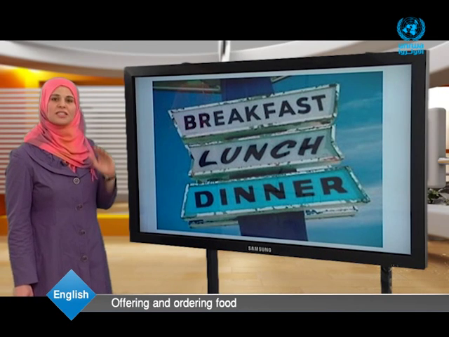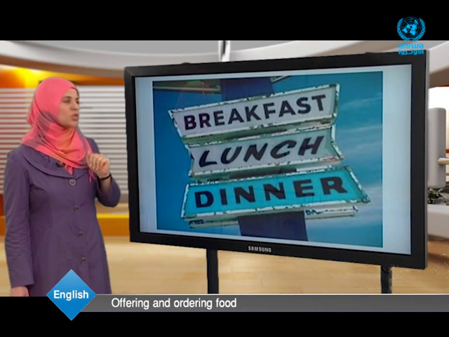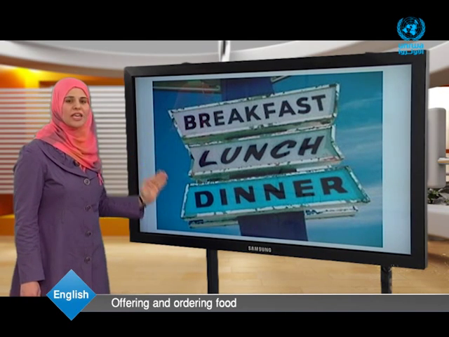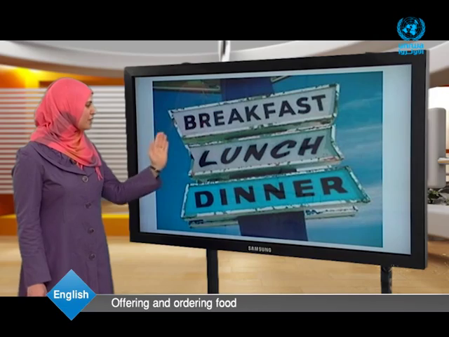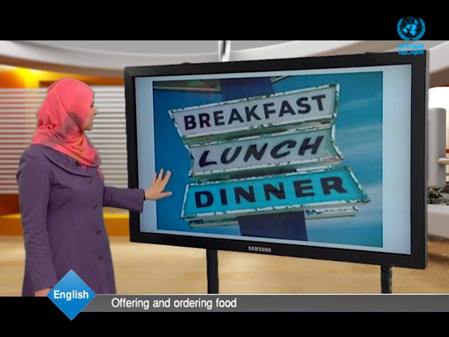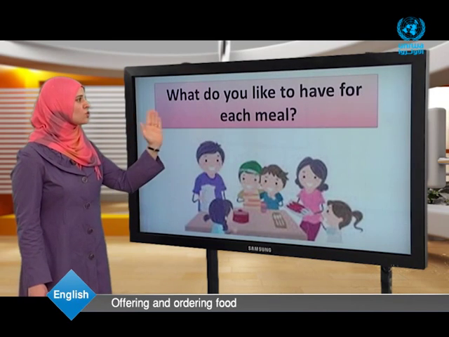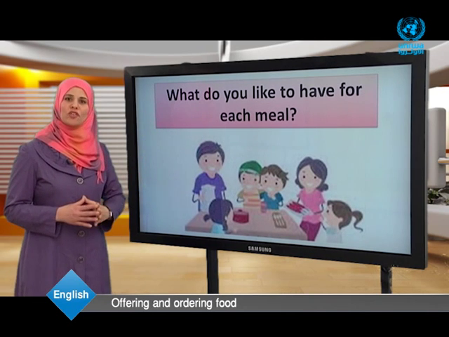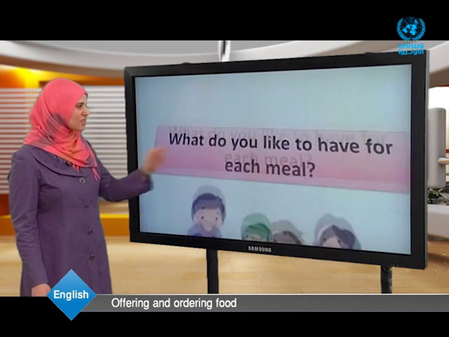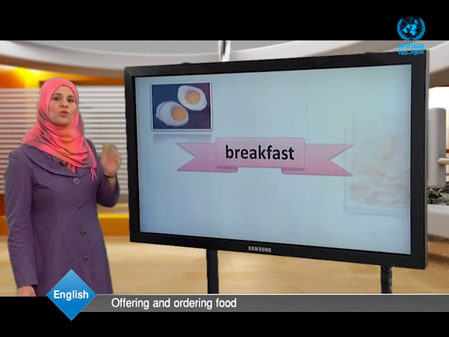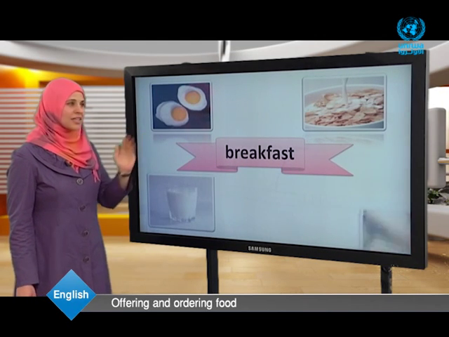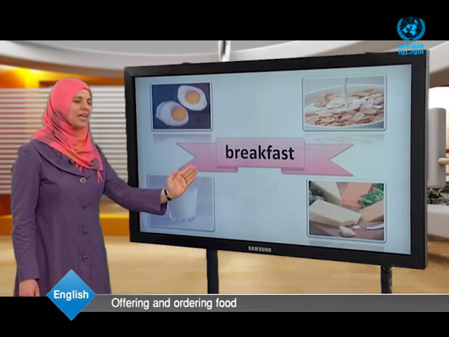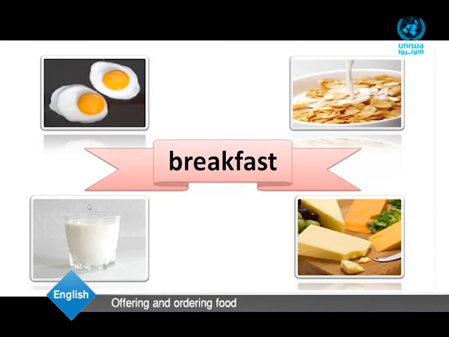Now, dear students, we have 3 meals, which are breakfast, lunch and dinner. Now, the question is, what do you like to have for each meal? What about the breakfast? For breakfast time, you may have eggs, cereal, milk, and cheese.